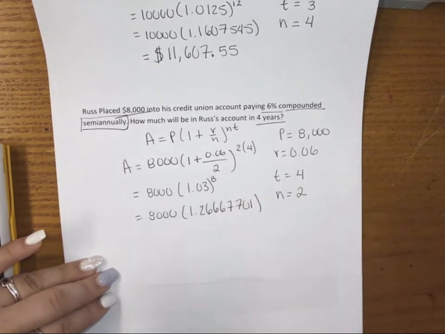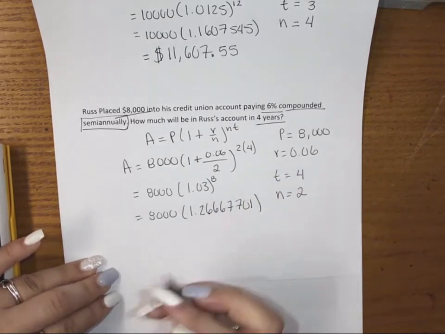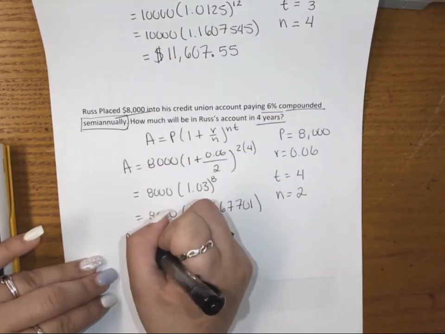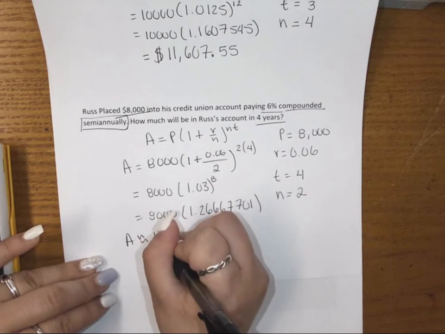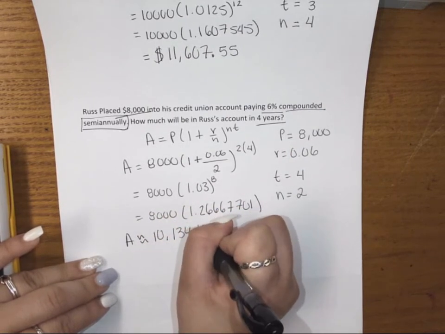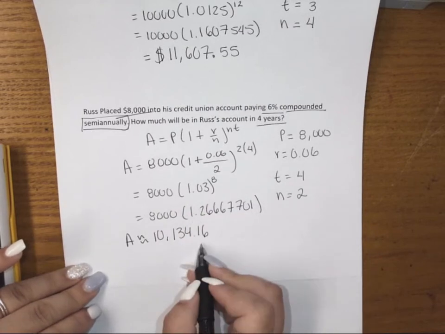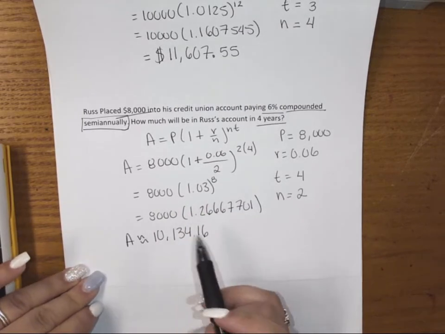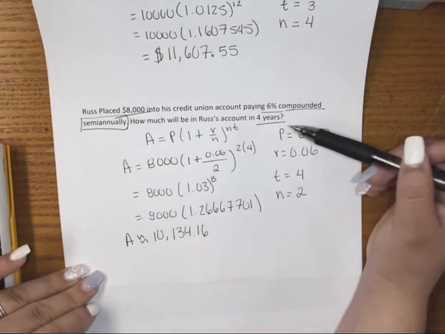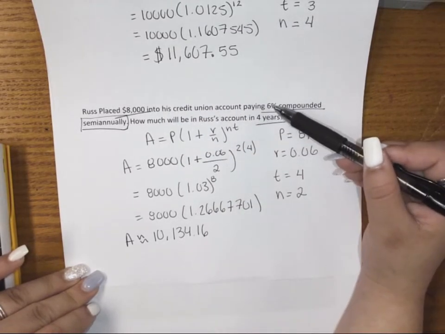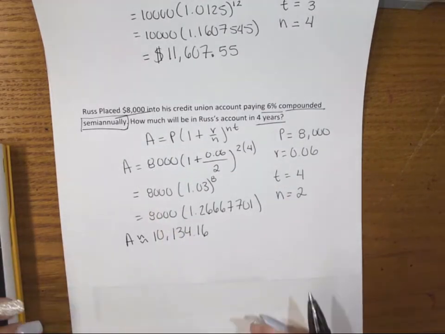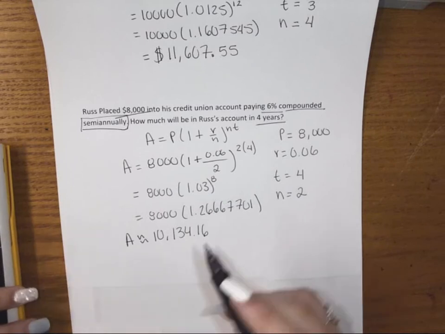1.26667701. Make sure you're keeping a lot of your decimal places. And we continue, so we are rounding, so we get about 10,134.16. So remember, money rounds to 2 decimal places. So that means he grew his money by about $2,000 after 4 years at a rate of 6% when compounding twice a year.